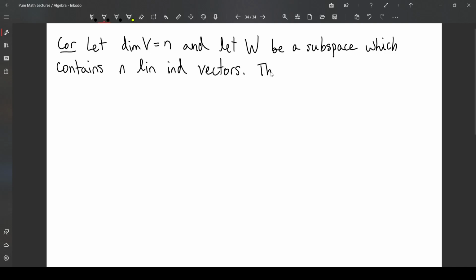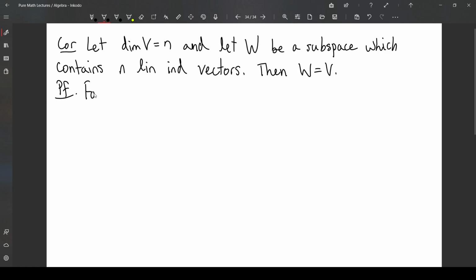Okay. Then the claim is that W is equal to all of V. So if I have a subspace and I find some n linearly independent vectors in that subspace, it has to be equal to all of V. So let's see why this is the case.